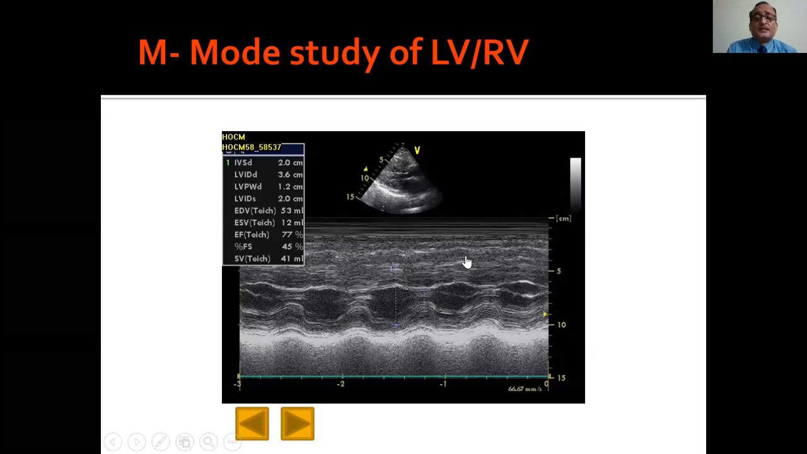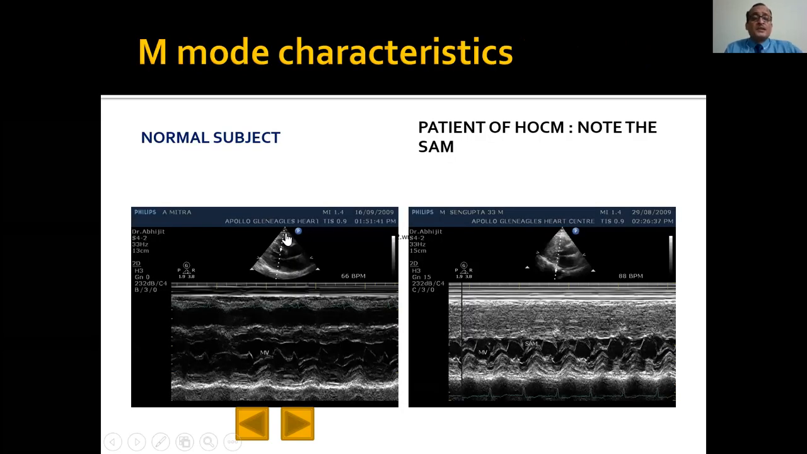M-mode study, the septum is thicker compared to the posterior wall, and the ejection fraction very often is supernormal. The M-mode characteristics in a normal person is this, and in a patient of hypertrophic cardiomyopathy shows systolic anterior motion. See, this is systole, and the mitral leaflet, instead of staying flat, it moves up. It makes a hump here. Again, systole, it moves and makes a hump and touches the septum. Systolic anterior motion.